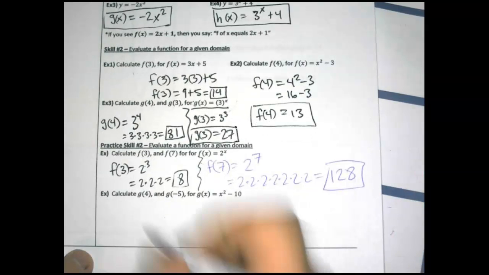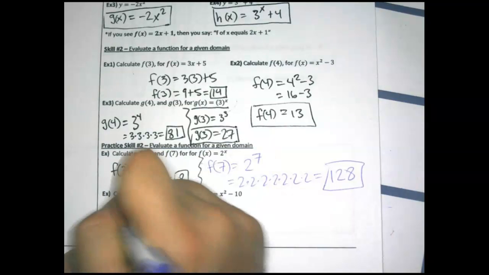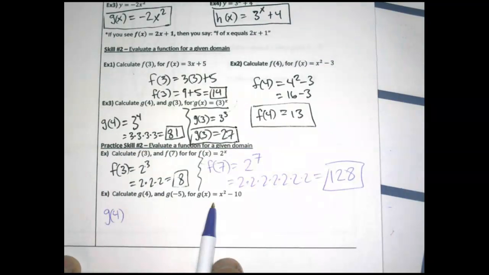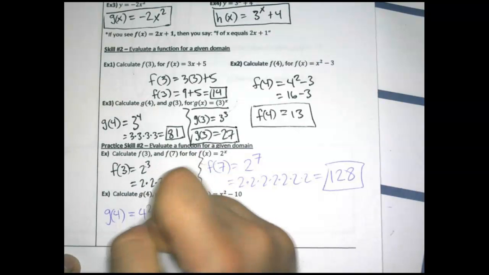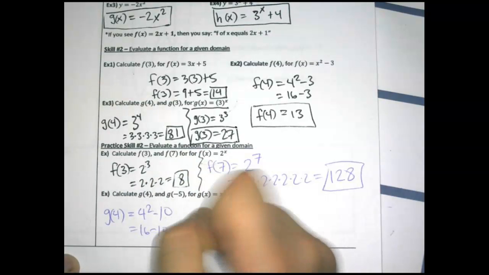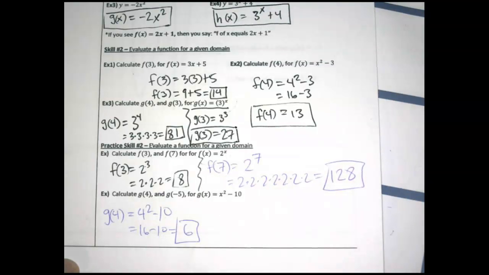This next one, calculate g of 4 for this function here, and then g of negative 5. So g of 4 is 4 squared minus 10. And 4 squared is 16, and 16 minus 10 is 6. So there's that.